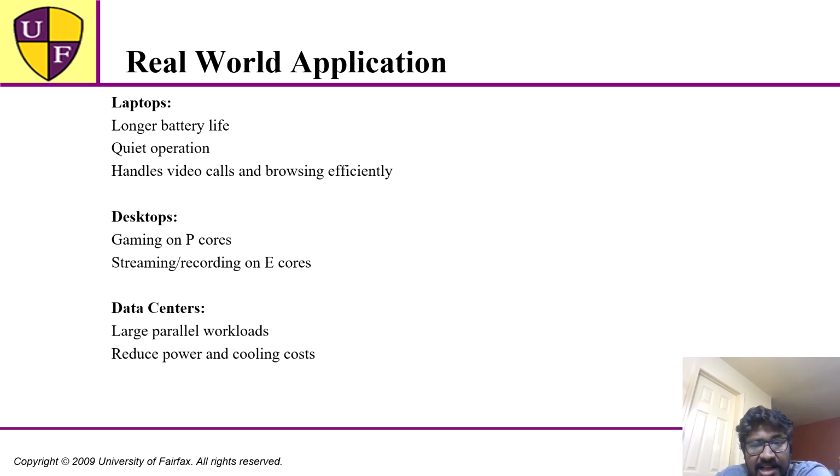In cloud servers, hybrid processors allow data centers to run many lightweight processes in parallel while saving on energy and cooling needs. Efficient cores help companies lower their electricity bills while still keeping services running. So that's all about the real world applications. Now we'll move on to the next slide.